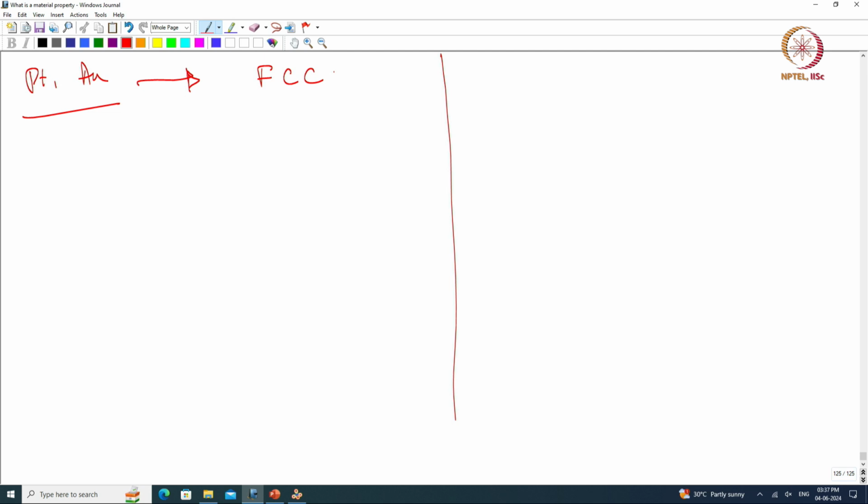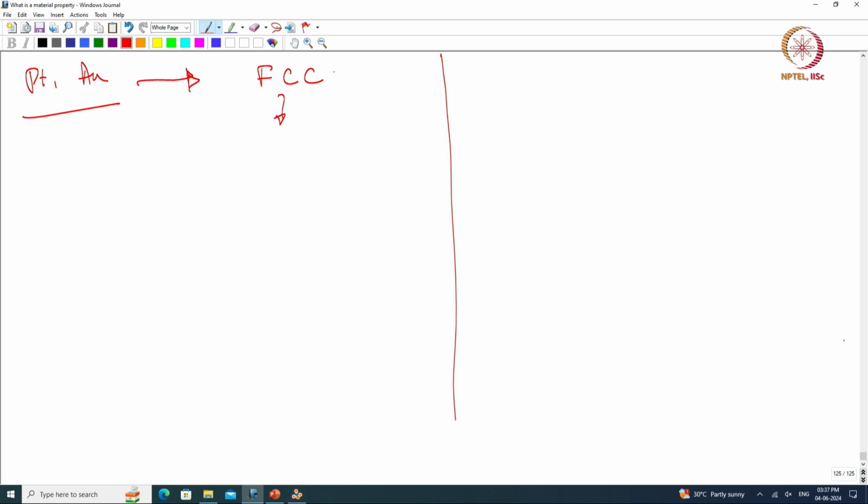Not all FCC need to be CCP. Okay, CCP is cubic close packed, right. But if I have cubic close packed structures, typically they tend to all take the FCC structure, especially the metals. Now, if it is FCC, I ask you the question, what is the space group?